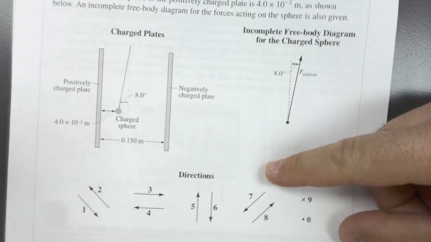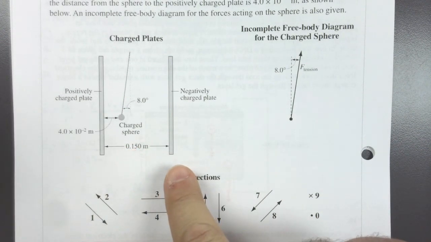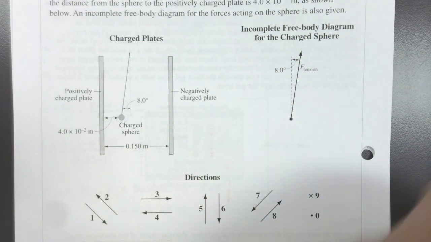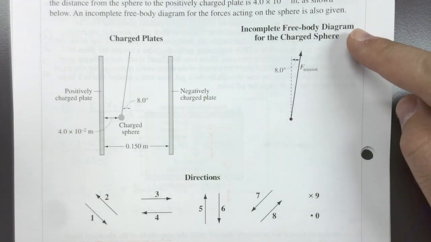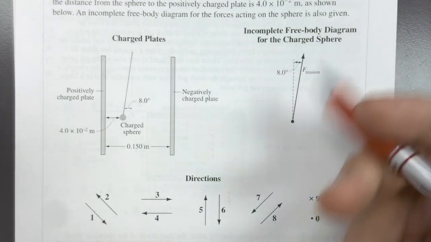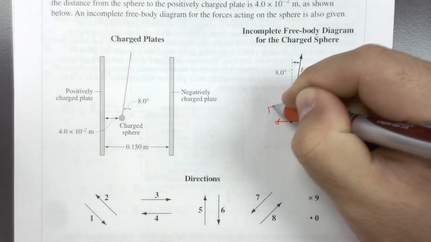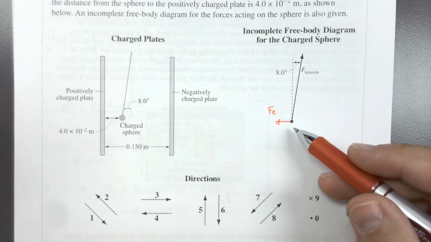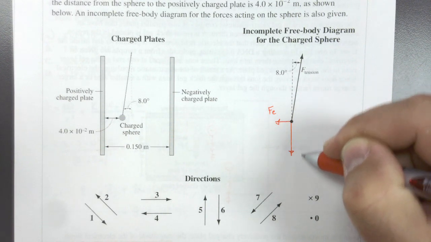So basically, we're getting a lot of information, but we have a charged sphere between two parallel plates, and it's attracted toward the positive plate. We have an incomplete free body diagram here. The tension is going up and to the right. Now, because it's being pulled toward the positive, I'm going to draw my FE toward the positive plate. There's another force here. The reason that it's not just flying up around all over the place is gravity.